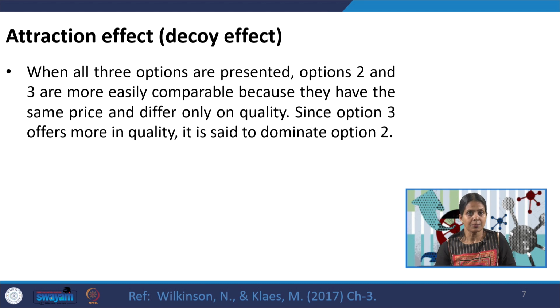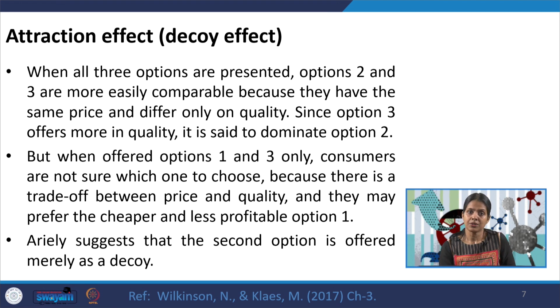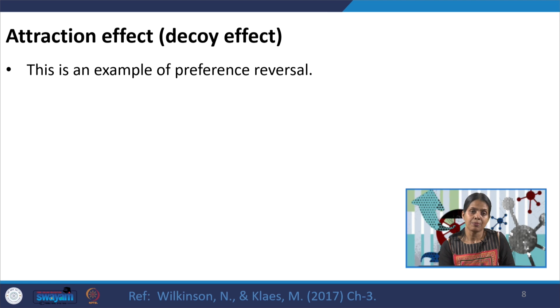When all 3 options are presented, options 2 and 3 are more easily comparable because they have the same price and differ only on quality. Since option 3 offers more in quality, it is said to dominate option 2. Option 2 was print only subscription for $125, option 3 was print as well as online subscription for $125. But when offered options 1 and 3 only, consumers are not sure which one to choose because there is a trade off between price and quality, and they may prefer the cheaper and less profitable option 1. Ariely suggests that the second option is offered merely as a decoy. This is an example of preference reversal as well.